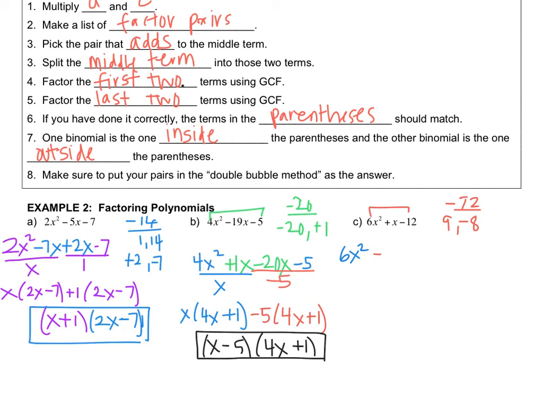And actually, you know what I'm going to do? I'm not going to do that. What I'm going to do is put the negative one first, so that way I don't have to factor out a negative coefficient. So minus 8x plus 9x minus 12.